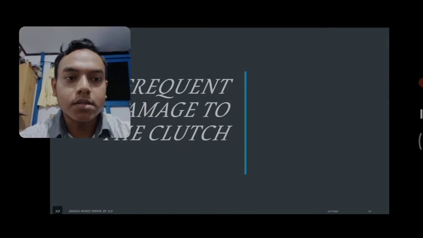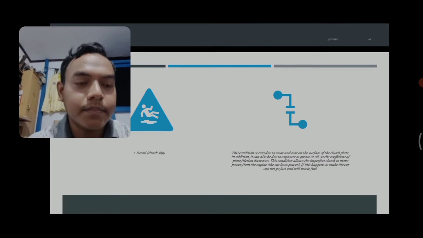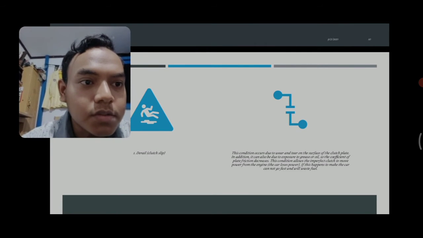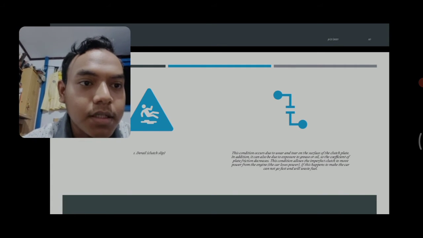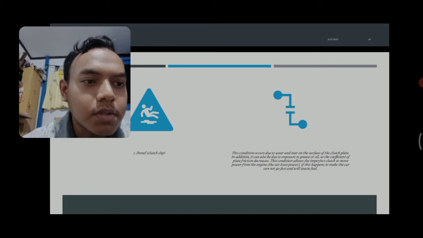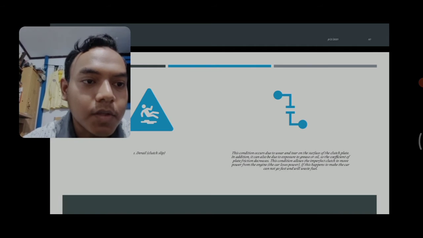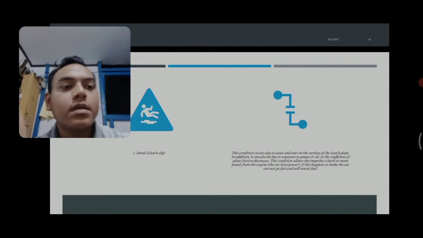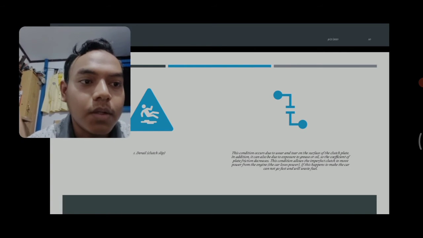Frequent damage to the clutch. First, clutch slip. This condition occurs due to wear and tear on the surface of the clutch plate. In addition, it can also be due to exposure to grease or oil, so the coefficient of plate friction decreases. This condition means the clutch cannot perfectly transmit power from the engine, so the car loses power. If this happens, the car cannot go fast and will be wasteful.